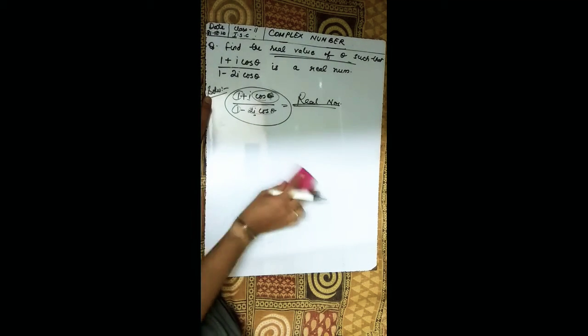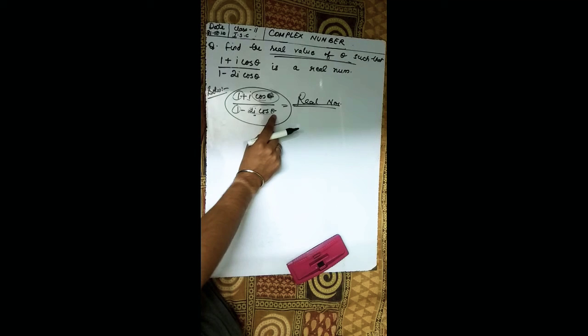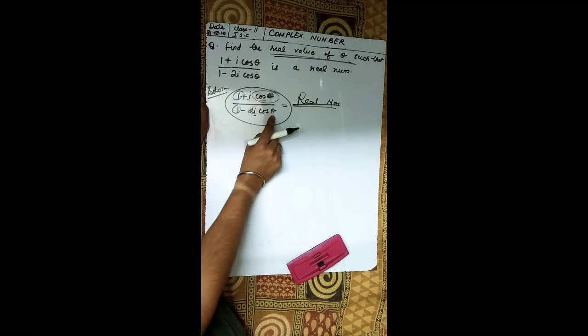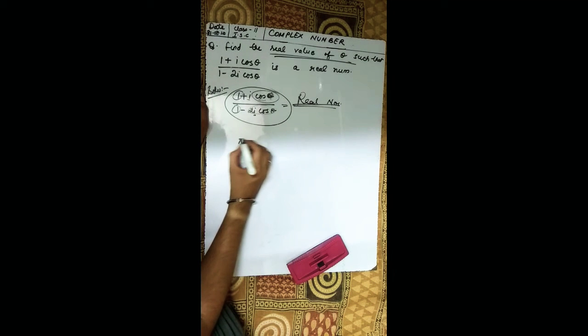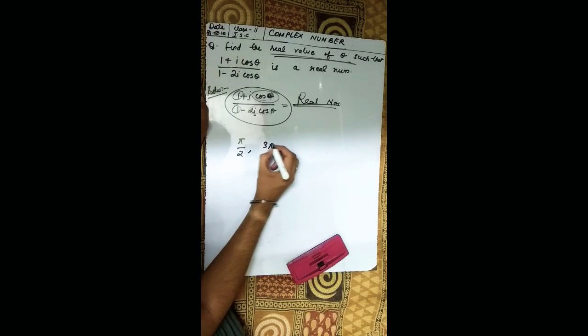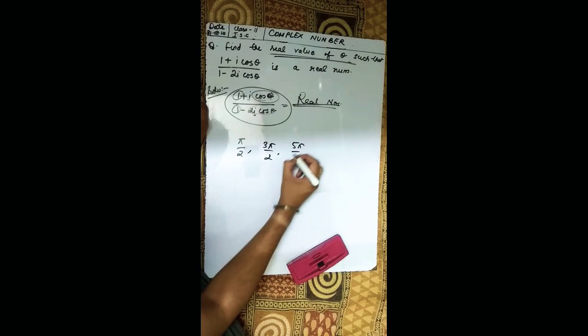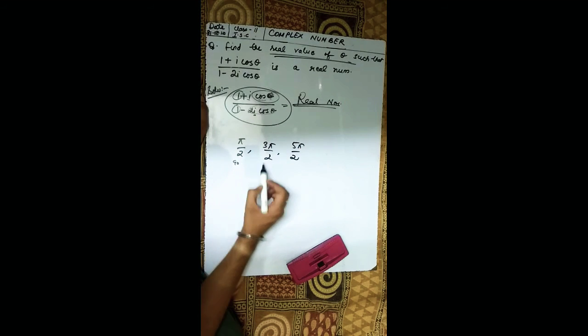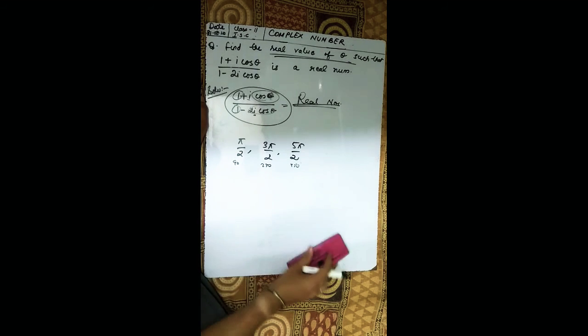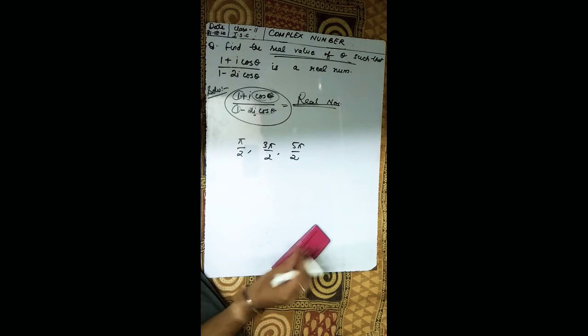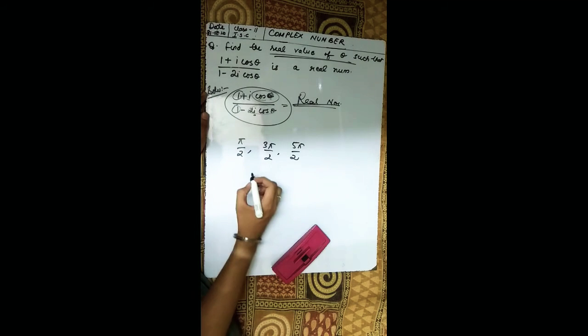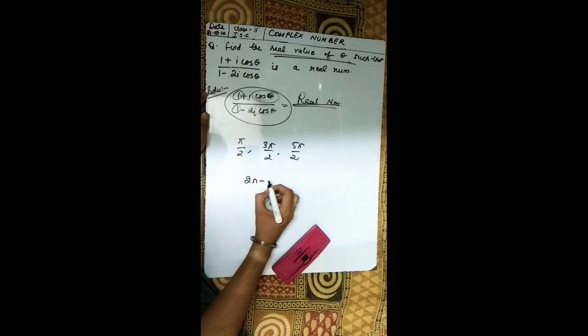Now as I explained here, cos 90 degrees will be 0, cos 270 also will be 0, and cos 450 also will be 0. So we need to consider all those angles, that is pi by 2, 3 pi by 2, 5 pi by 2. Pi by 2 is 90 degrees, this is 270 degrees, and this is 450 degrees. I have written them in terms of pi. So we need to write it in this form.